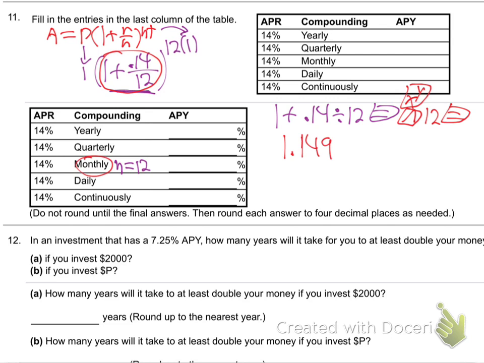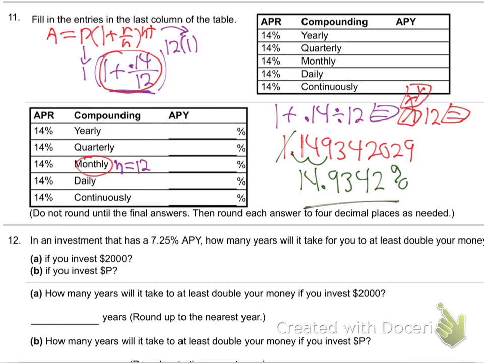149. You got to write a lot of decimals here. 342029. Okay, and then what do we do with these numbers? Remember, that's what's happened to $1 after 1 year. Our $1 after 1 year became that. We just want the growth. So drop the 1, because that was already there from the beginning. That's not growth, right? We just want the growth, which is the decimal part. And then how do you turn that decimal into a percent? Just move 2 places, always going to be 2 places. So 14.9342. They want 4 decimal places.